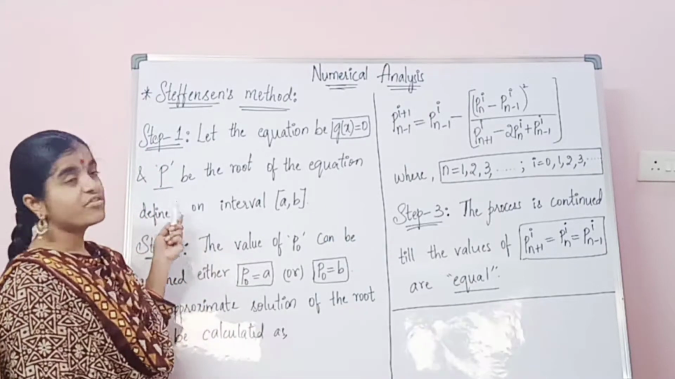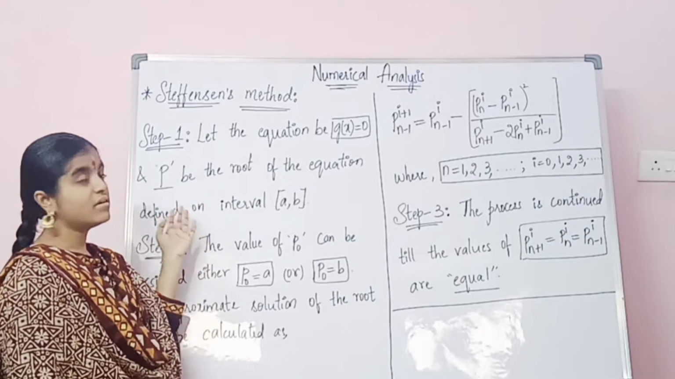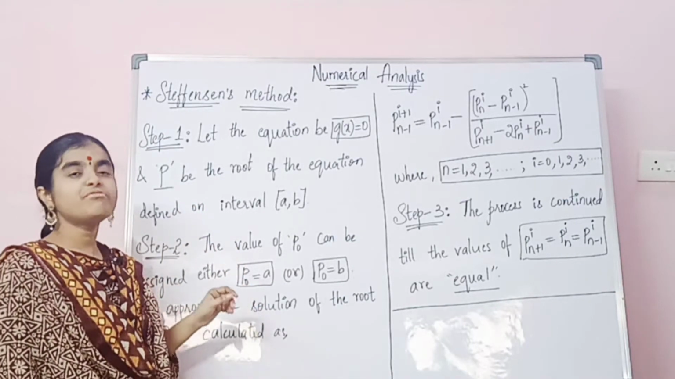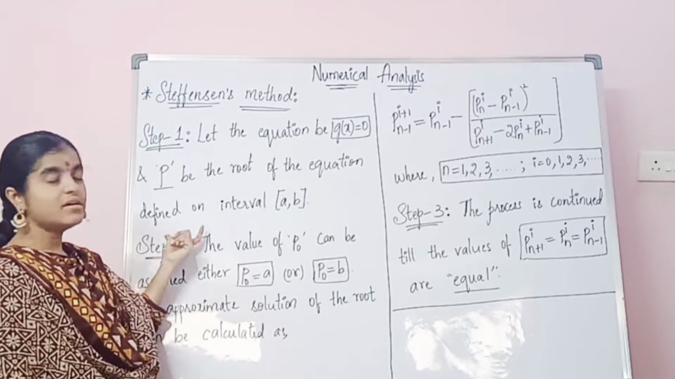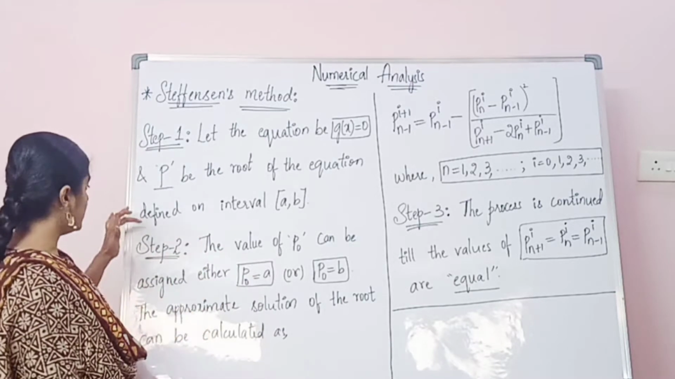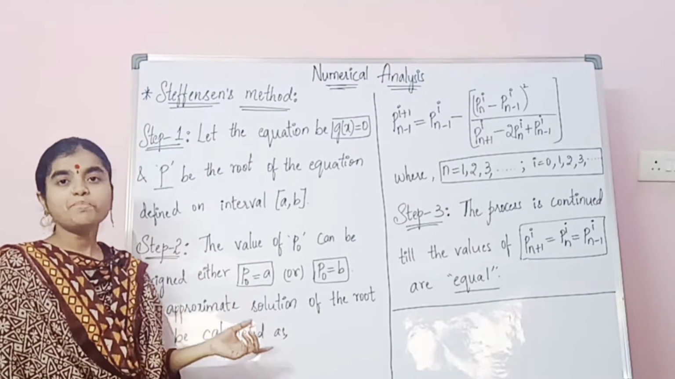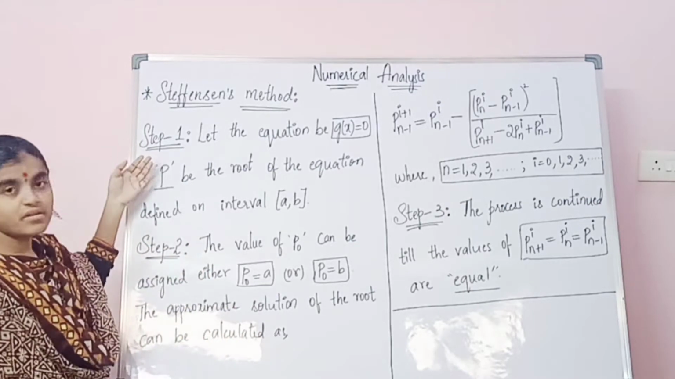So let us know what is Stephenson's method. This Stephenson's method is a root finding technique. It is named after Johann Friedrich Steffensen. It is similar to Newton's method, but this method doesn't contain derivatives, and yet it achieves quadratic convergence. Now let us know the Stephenson's method step by step.